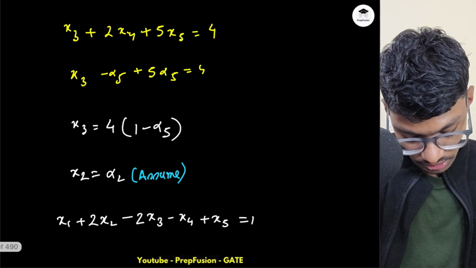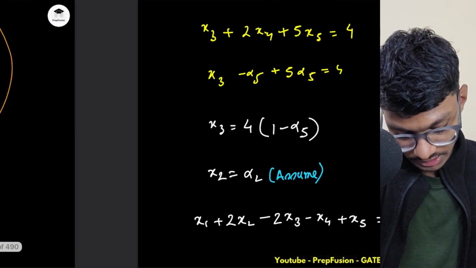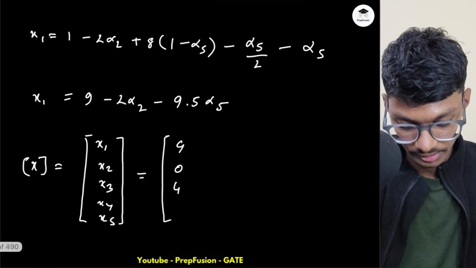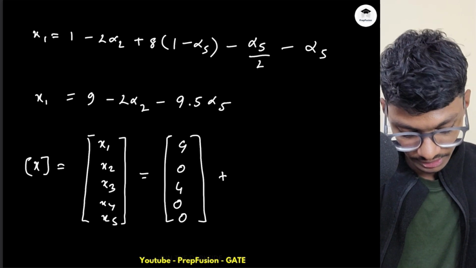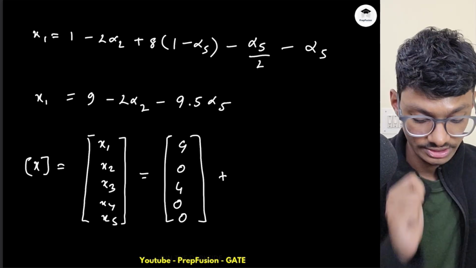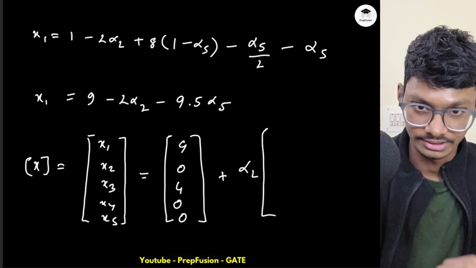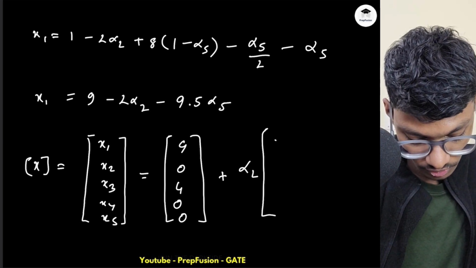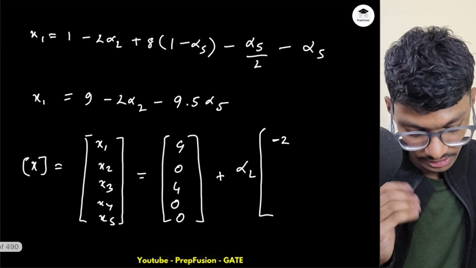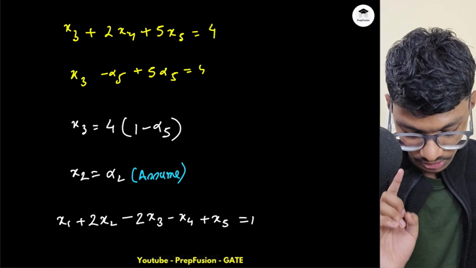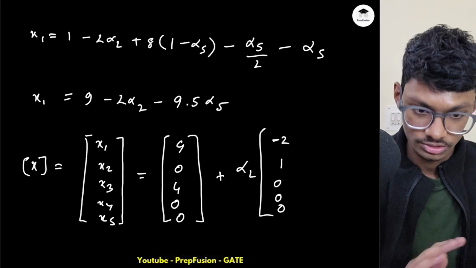and I will write it as a summation of 2. So this is 0, this is also 4, x3 is 4 here, x4 has only alpha, so I won't be able to write anything, I will write 0 over here, and x5 also has alpha, so I will add this with another solution. What is the other solution? This is alpha 2, wherever alpha 2 is present I will write it here. So alpha 2 is present in x1, so minus 2, the coefficient of alpha 2 is minus 2. In x2 it is directly alpha 2 itself, so the coefficient of alpha 2 is 1, and x3, x4 and x5 don't have any alpha 2 present, so this will be 0.